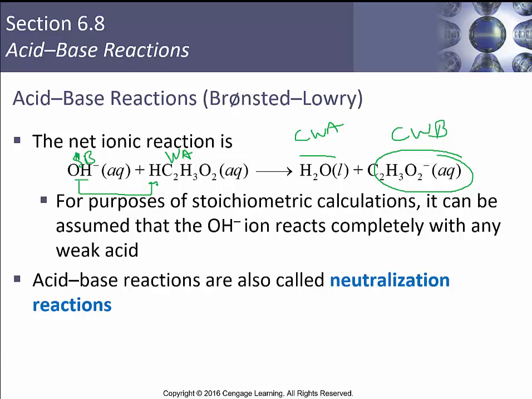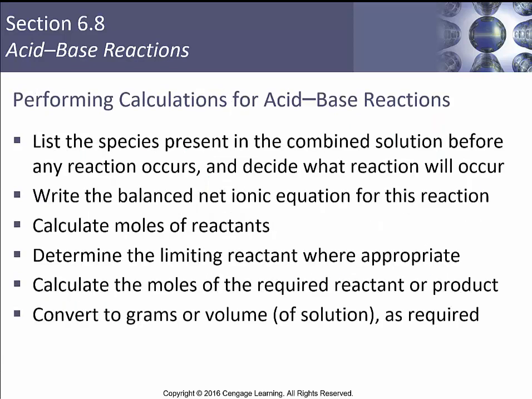So when you're doing an acid-base calculation, you're going to list all the species that are present, combined in the solution before any reaction occurs, and decide what reaction will occur. So in this case, it's just the same setup. It's just that rather than looking at a precipitate, we're going to form liquid water, and then we're going to see what stuff is left over. You're going to write out the balanced and net ionic equation for this reaction.